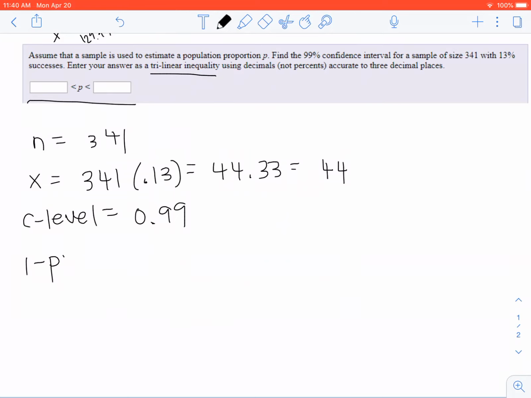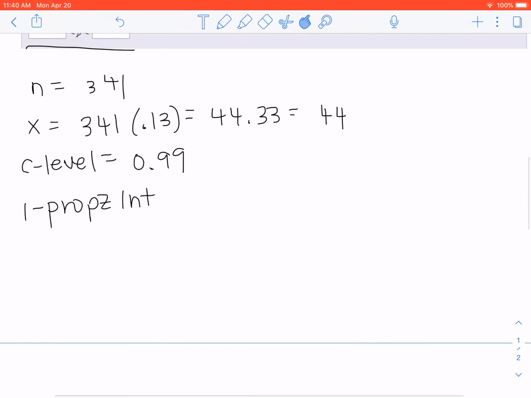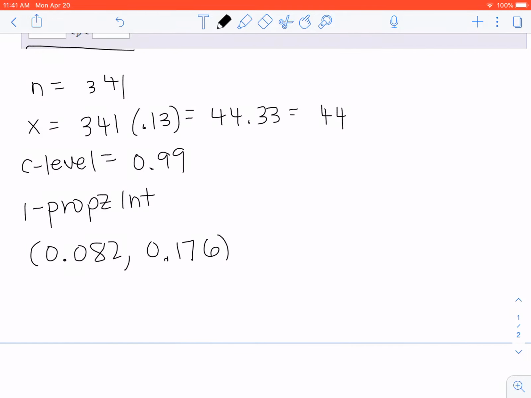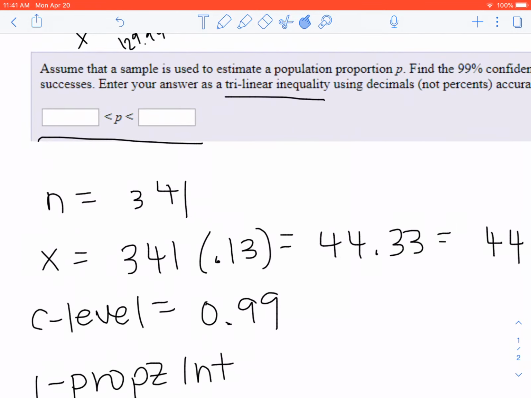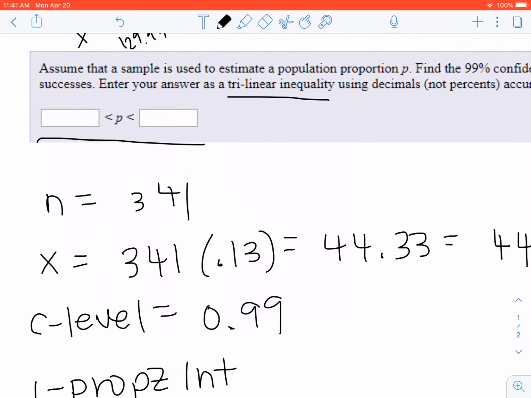Okay, so we are dealing with a confidence interval and proportions. So we are going to 1-PropZInt. Put all your numbers in that are listed right up above. When you guys do this, you're going to hit enter, and you're going to get your lower bound, which is 0.082. It says to round 3 decimal places, and 0.176. So the numbers that you would write in are those into your confidence interval here. So we are going to have 0.082 for our lower bound. And for our upper bound, we're going to have 0.176.